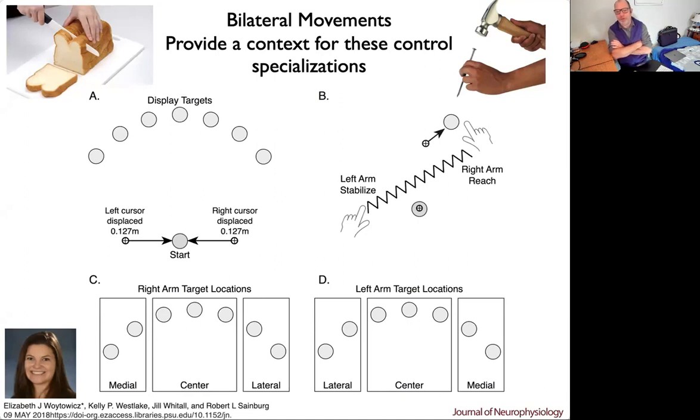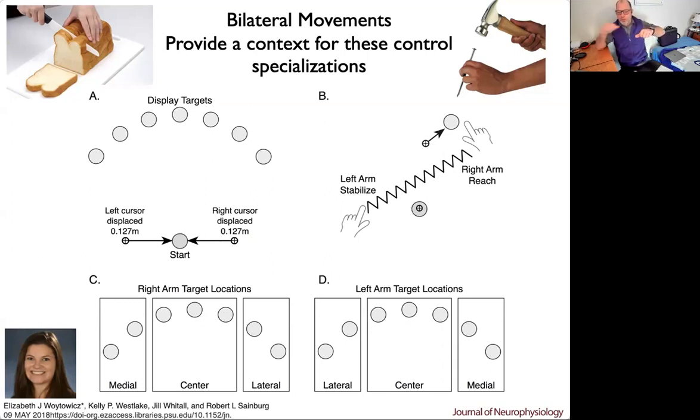So what we did was we imagined movements like this, where you hold a nail and you hammer, or you cut a loaf of bread, where one arm has to stabilize and deal with the forces imposed by the other arm. And in order to do this, we did something really simple. We just used a spring between the two air slides that I showed you before, so you don't feel the spring haptically.